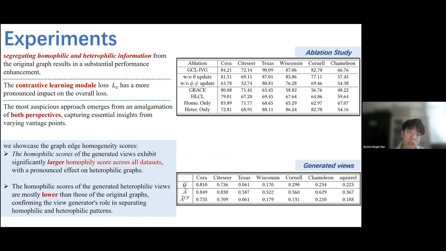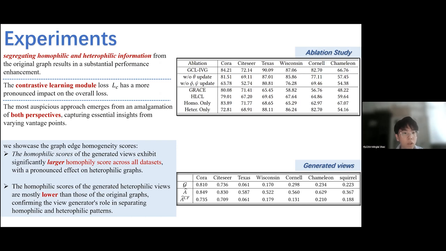As for the ablation study, segregating homophily and heterophily information from the original graph results in substantial performance enhancements. The contrastive learning model loss has a more pronounced impact on the overall loss. The most effective approach emerges from the combination of both perspectives, capturing the essential insights from the various potential important views.